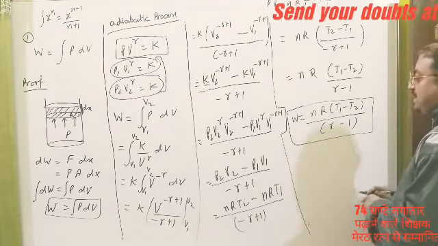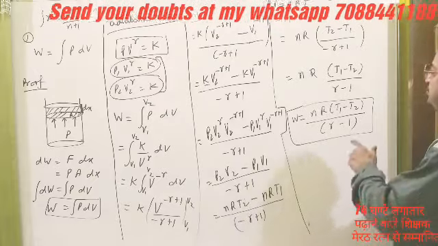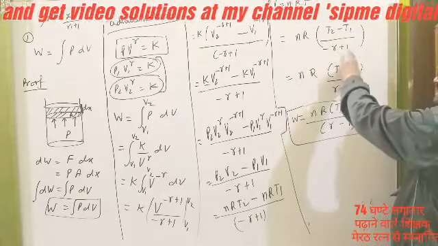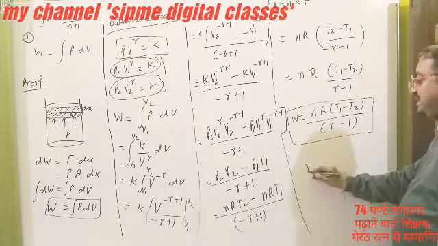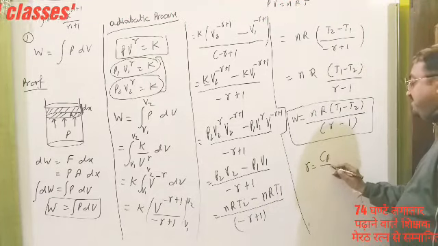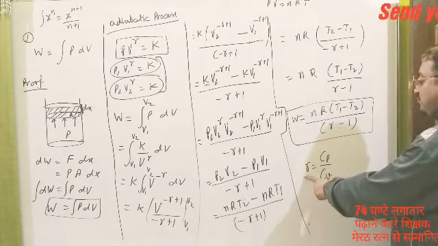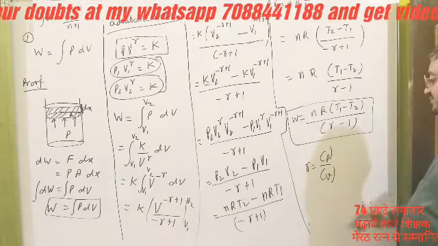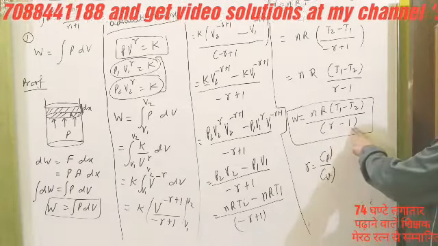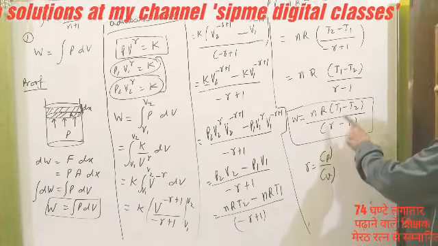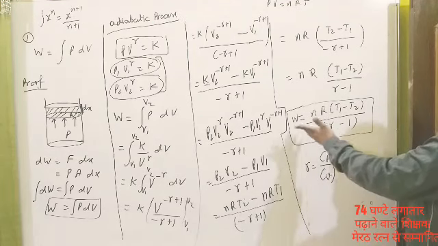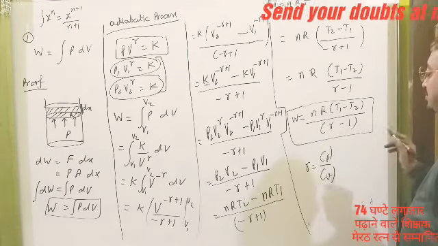This is the formula. The main question is, why should we take minus common? Here it was T2 minus T1 upon minus gamma plus 1. Listen, gamma is Cp upon Cv. In my previous videos, you have seen that the value of gamma is always greater than 1 because Cp is more than Cv. So if gamma is more than 1, I just want to put it before 1. Therefore, this result should be positive. Now, work done is nR (T1 minus T2) upon gamma minus 1.